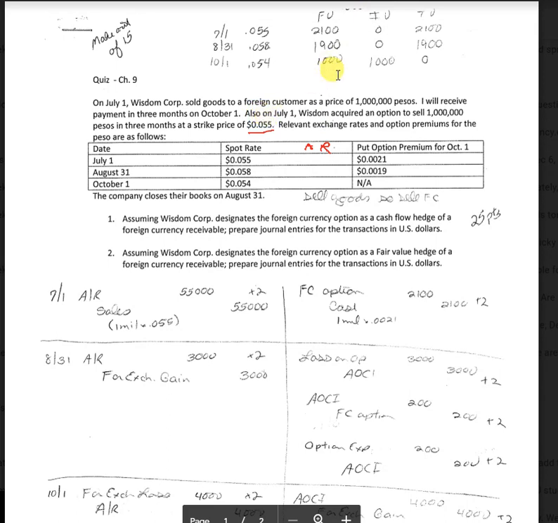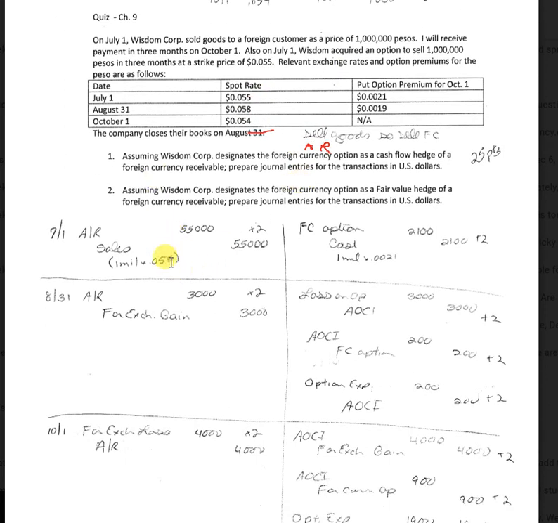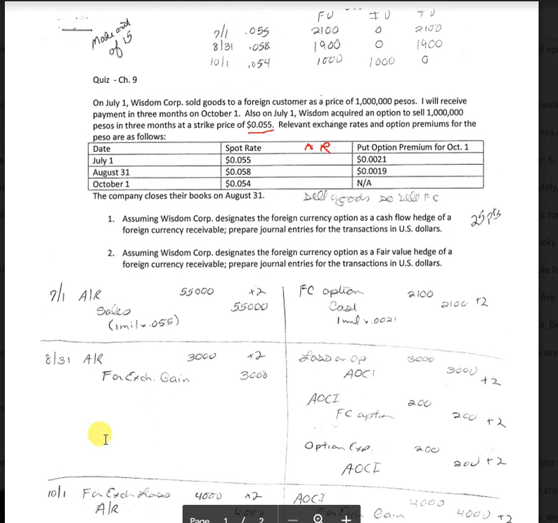Basically what I need to do then is follow the spot rate. So it's 1,000,000 pesos, and so I'm going to write 55,000, which is 1,000,000 times 0.055. It's going to go up to 58,000, then it's going to go down to 54,000. So simply taking these times 1,000,000. I'm just going to take this side first since it follows the spot rate. My accounts receivable sales is 0.055 times 1,000,000, so 55,000. Then it needs to go up to 58, so I debit it for 3,000 to make it go up to 58. Then I credit it for 4,000 to make it go down to 54, with offsetting gains if I need a credit, losses if I need a debit.